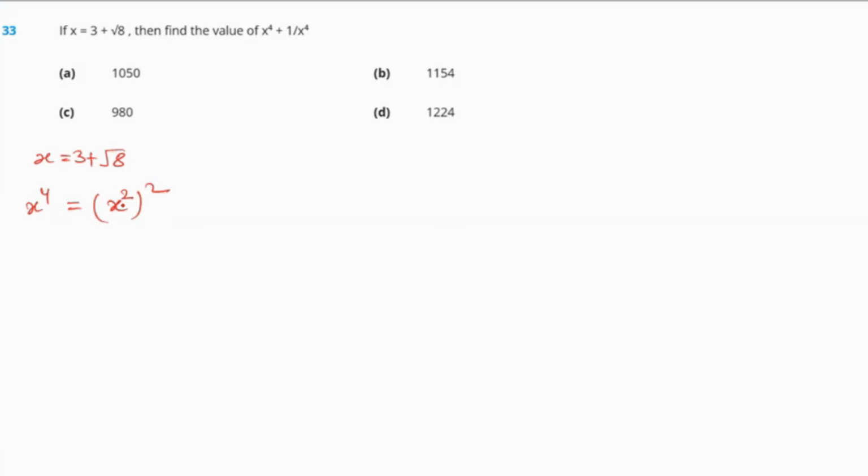So when we solve it, we will be getting (3 plus root 8) whole square. That gives us 9 plus 2 3s are 6 root 8 plus 8. Okay, that is giving us 9 plus 8 is 17, 17 plus 6 root 8. Okay, and now we need to figure out the value of 1 by x.